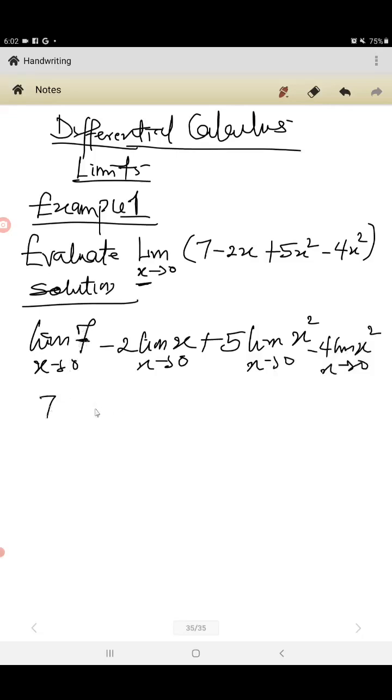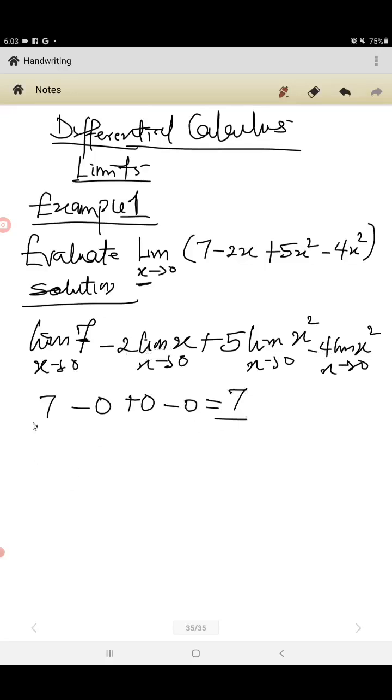It will be 7 at x equal to 0 minus 2 times 0, x squared is 0, that is plus 0. This also minus 0. So everything is equal to 7. So the literal meaning is just to put the value of 0 to the x. That's all. That's about the limit.